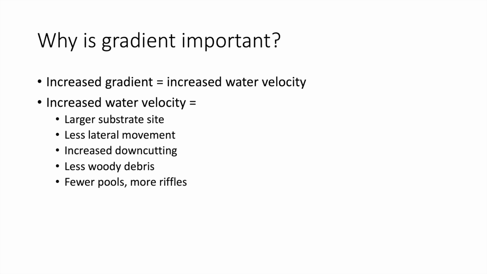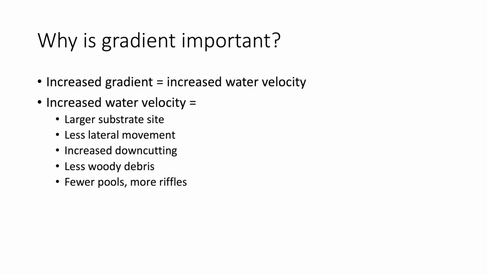For example, when you have increased water velocity caused by high gradient streams, you're going to have larger substrate size. That water is moving fast enough that it's going to sweep away the fine sediment. All that's going to be left is larger substrate size. We saw this with riffles versus pools and runs. You typically have larger substrate size in riffles compared to pools and runs. It goes back to that increased gradient, which causes an increased water velocity.